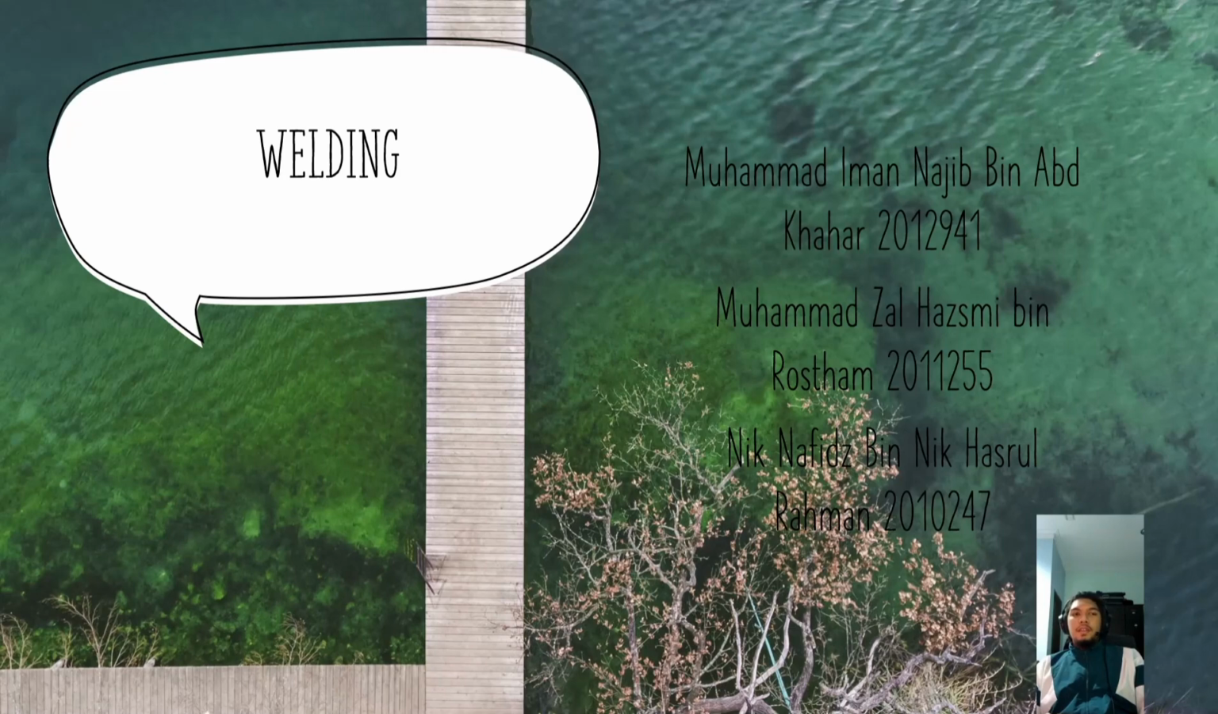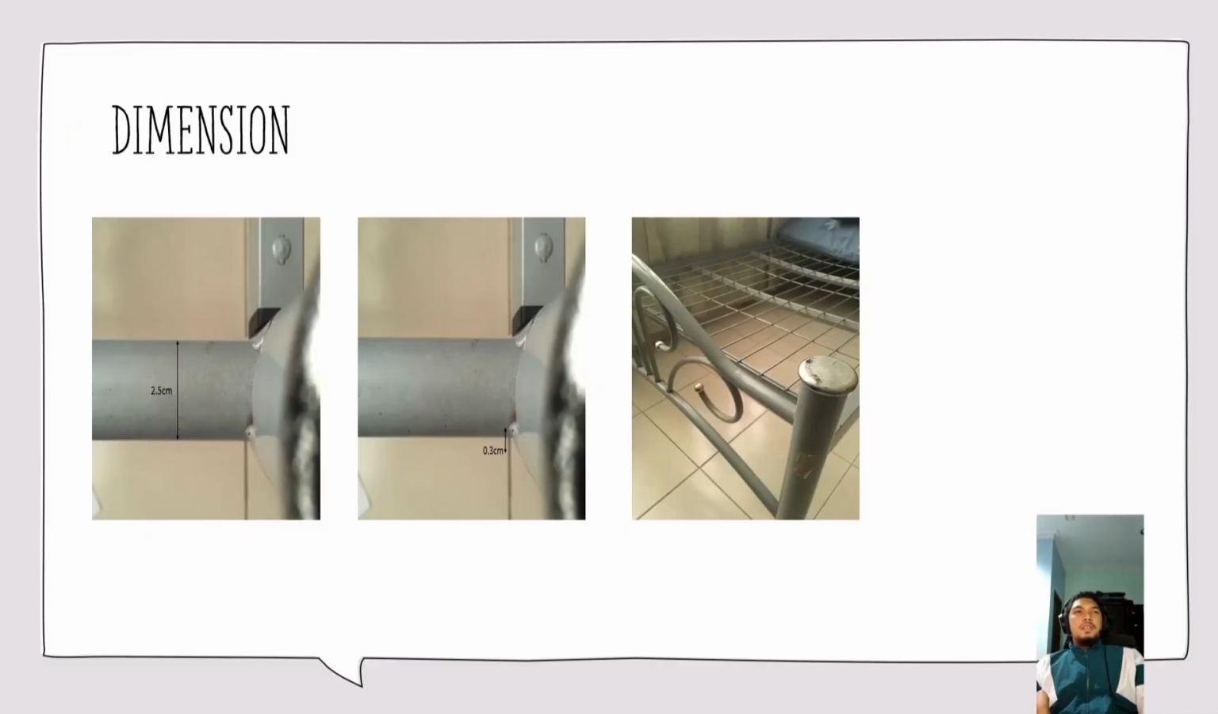Iman observing and finding the dimension of the metal bed frame welding joint. So the dimension we can see here, the workpiece has a 2.5 centimeter length and the weld has a 0.3 centimeter width. Here we can see the overall picture of the bed frame.